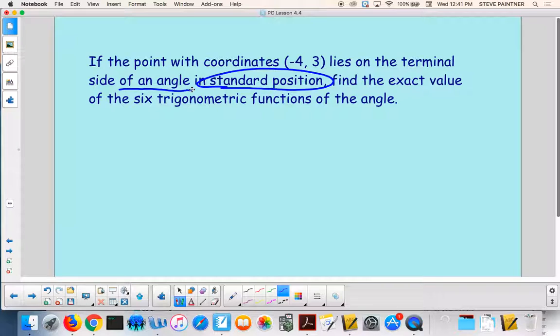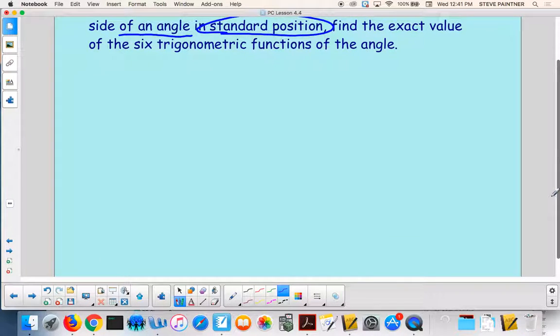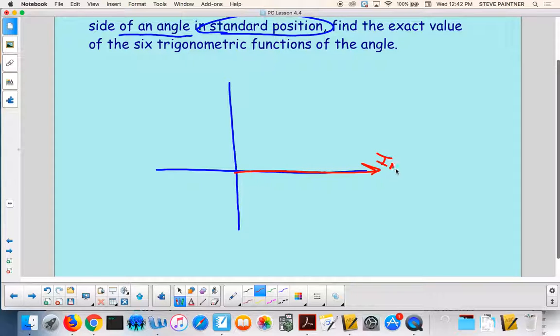Okay, what's on the x-axis? Initial, and then the terminal side and the x-axis. You're missing something. Standard position means you have an angle, the positive x-axis. This is called the what side? The initial side. Okay, what about the terminal side? It's the other part of the ray, or the angle.